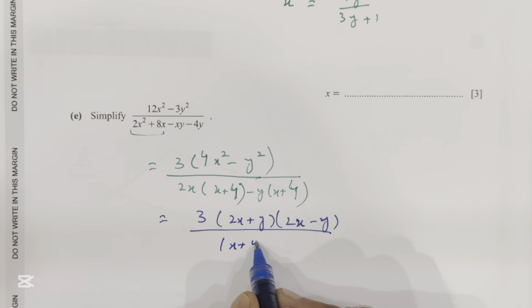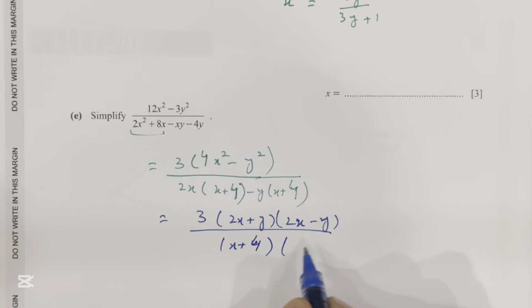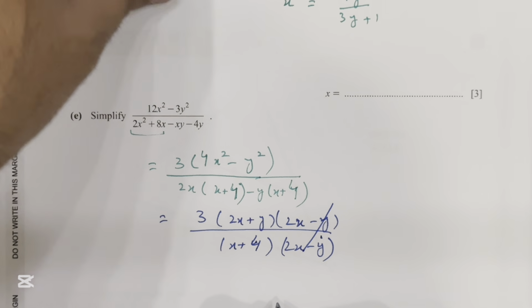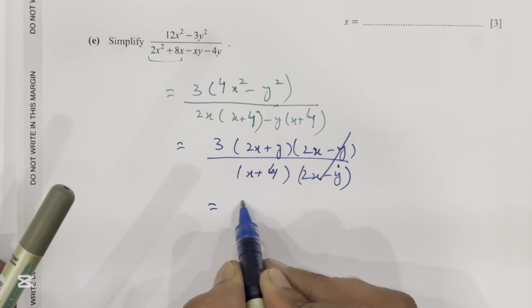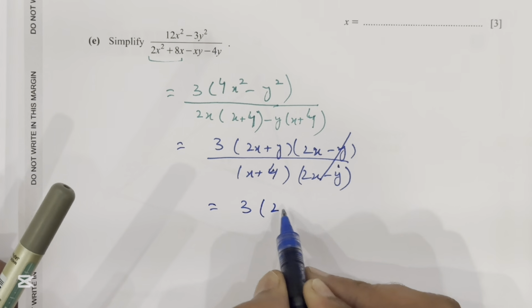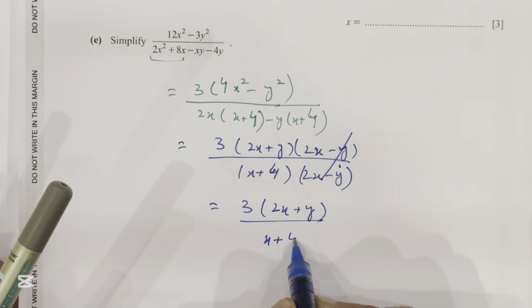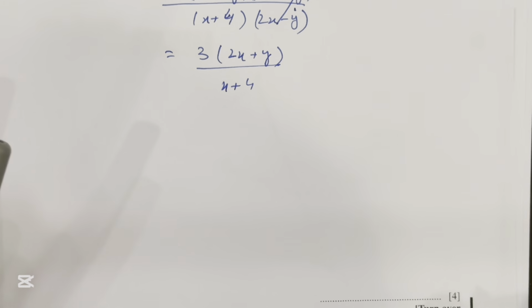X plus 4 and 2x minus y. You can cancel those values and this would be equal to 3, 2x plus y, that is equal to x plus 4. So this is your final answer.